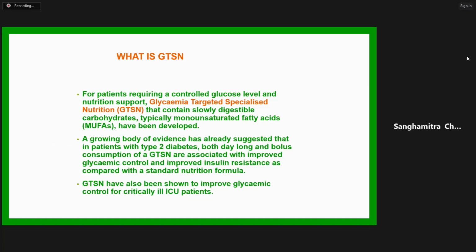We do not need to stuff them with sugar, and we also need to keep in mind the nature of the carbohydrate. Typically the GTSN are formulated with a complex source of carbohydrate, added fiber, and good quality protein. That really helps in glycemic control, and we have a good idea of the GI and GL content throughout their stay in the ICU, as opposed to blenderized feeds or feeds formulated in the kitchen. Next slide.